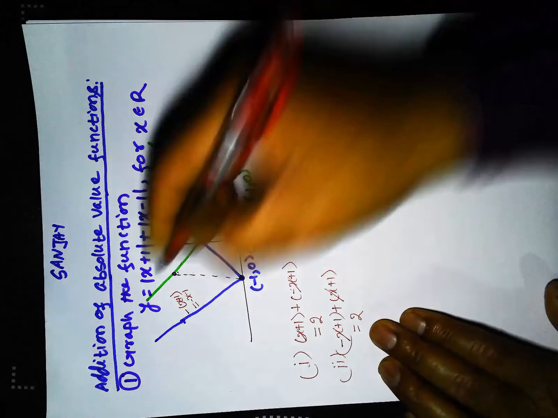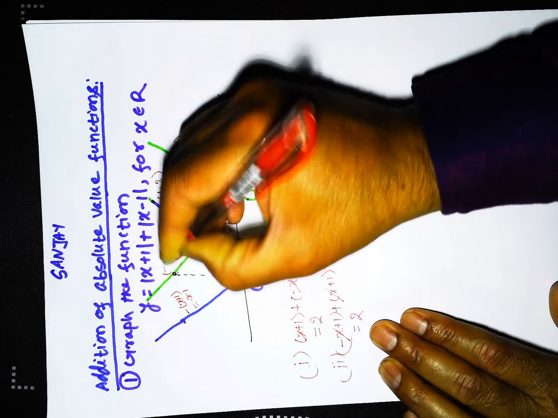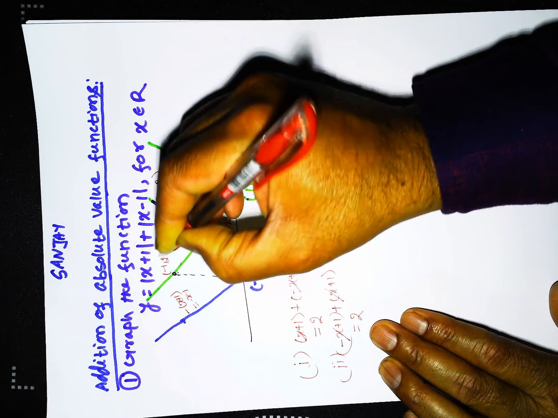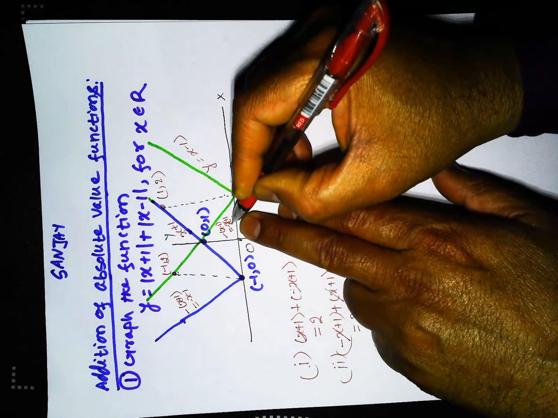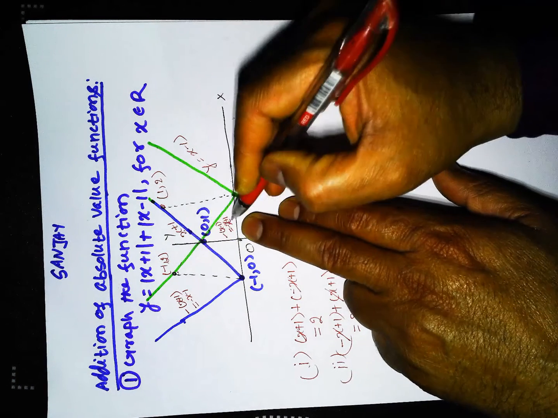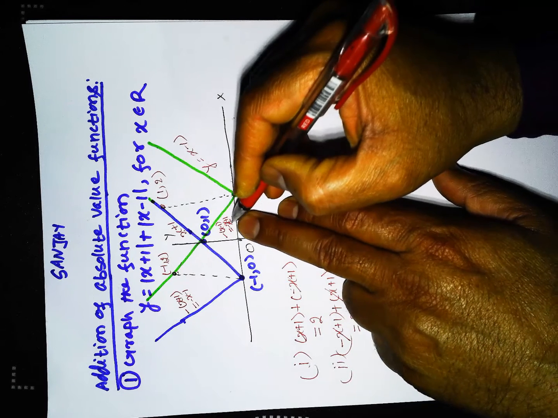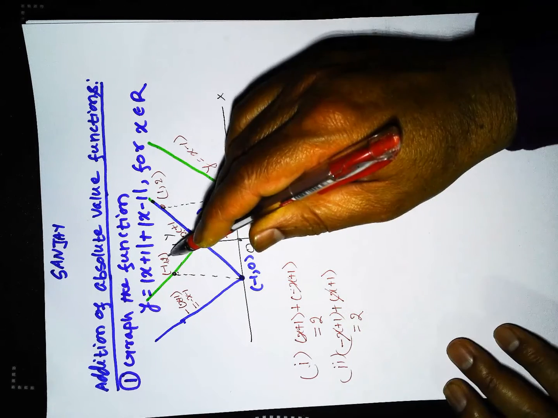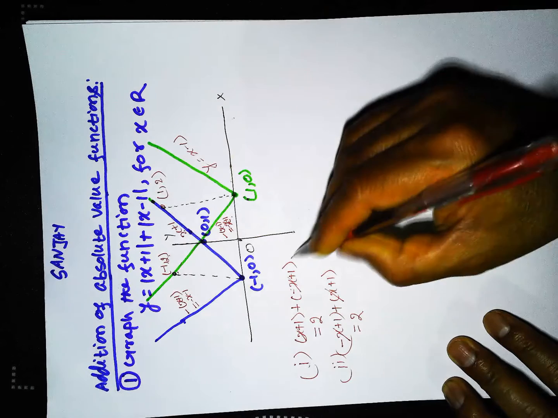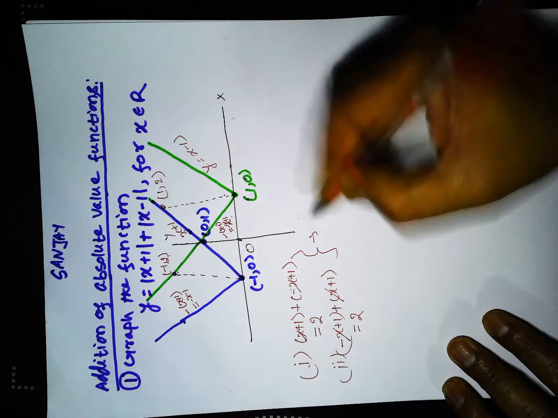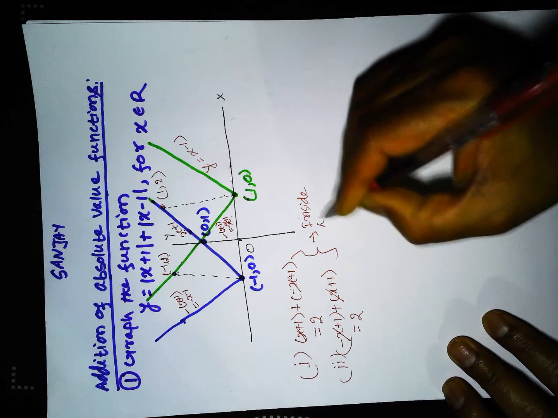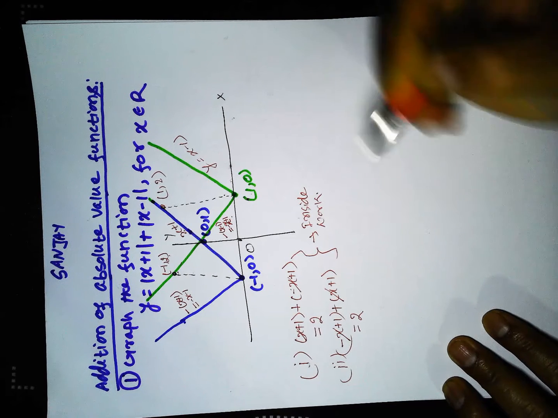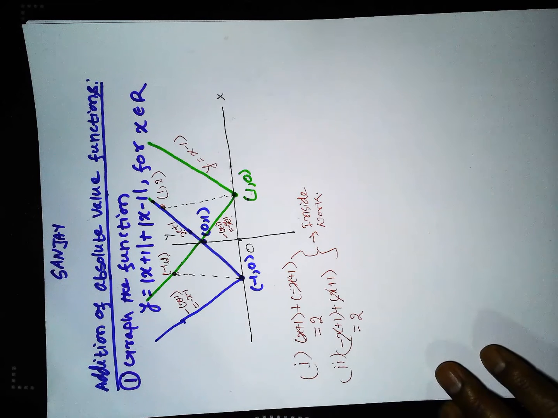So what will be this value? This coordinate will be minus 1 and 2, because in this equation, if you put x equal to minus 1, so minus 1 minus 1 is plus 1, and 1 plus 1 is 2, so the value of y is 2. So we have done the inside work. Okay, now we shall do the outside work.